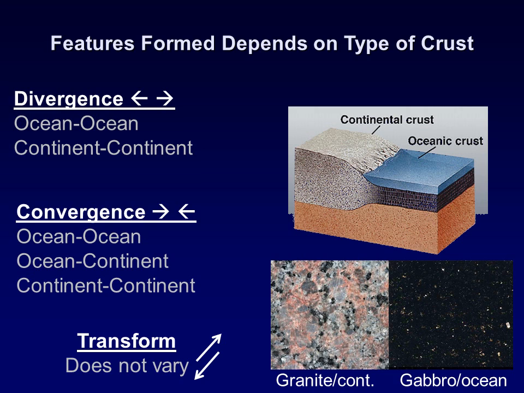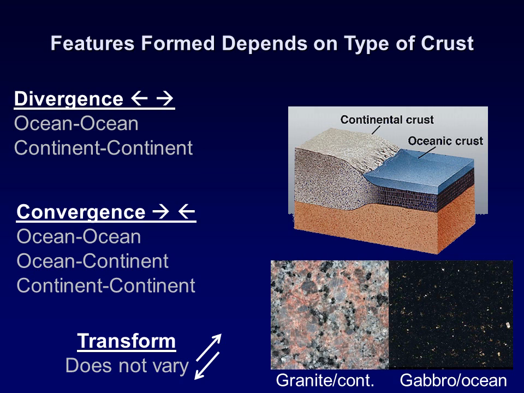If we have two plates moving together that are both oceanic crust, they have the same composition and very similar density, so one of them is going to give way. One of them is going to subduct, or move below the other one. We have a subduction zone, and that forms an island arc, a volcanic island arc. So that's the feature that forms at ocean-ocean convergence.